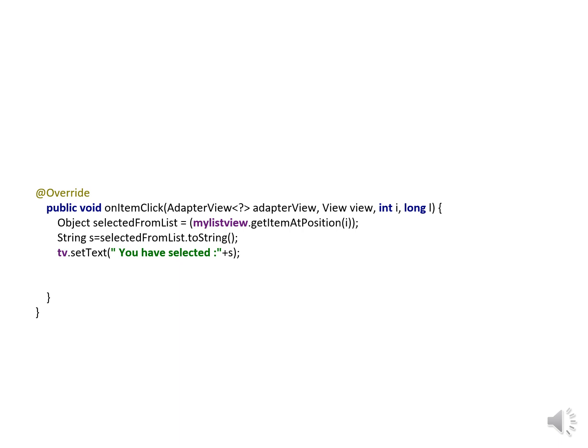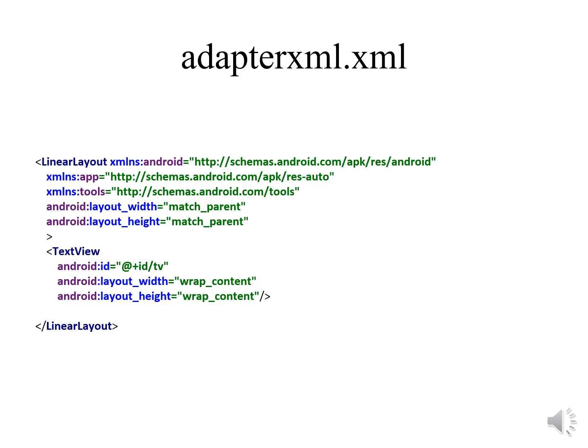What should be done when we click on an item? That should be specified in a method called onItemClick. What we have to do is the selected item should be displayed. Either you can set the selected item in a text box, or else you can use a toast message. Adapter XML is a requirement of adapters. Here you are using an array adapter. That's why this extra XML file is created. In this, you have to add a text view object.